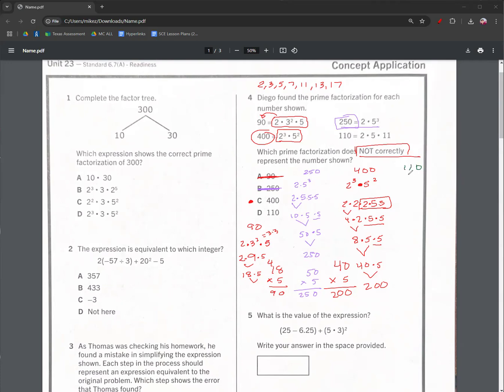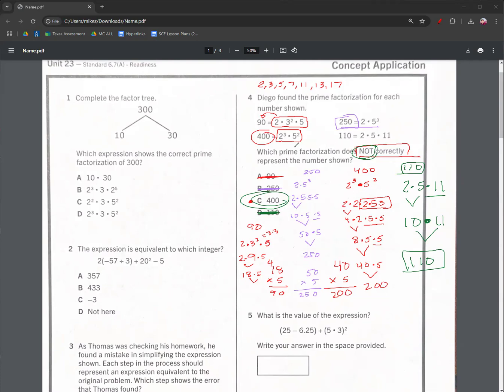So I'm gonna try 110, right? And it says that 110 should have been 2 times 5 times 11. I'm gonna go 2 numbers at a time. So 2 times 5 is 10. Then I'm gonna bring down that times 11. And then 10 times 11 is 110. And you're gonna see that 110 matches with that 110, which means it was correct. And we're looking for the one that is not correct. So that could be my answer. And the only one that was incorrect was C.